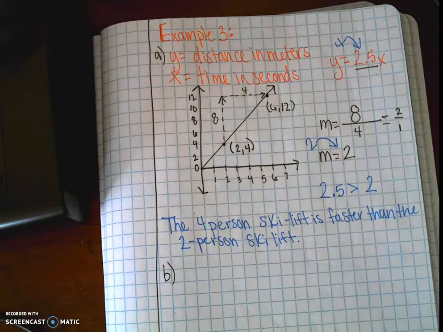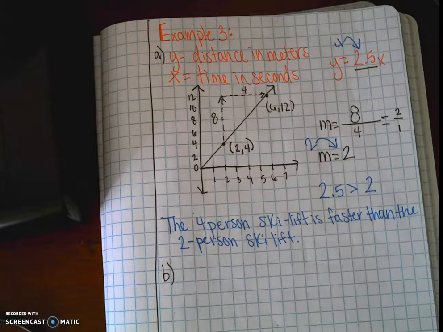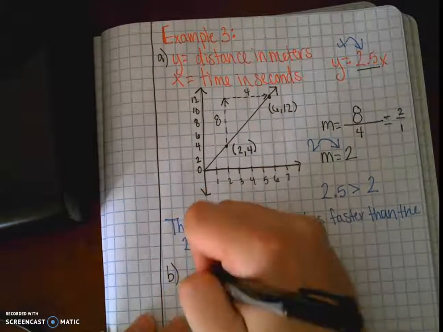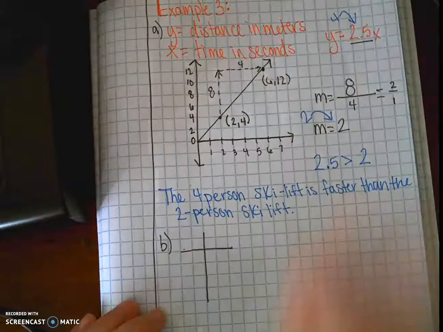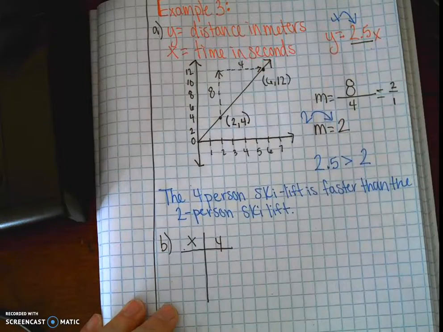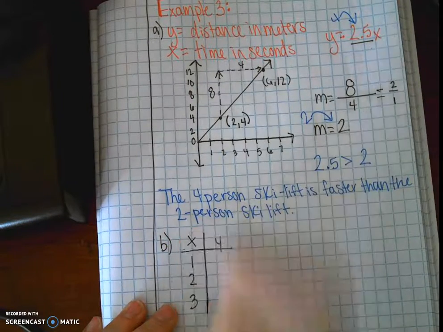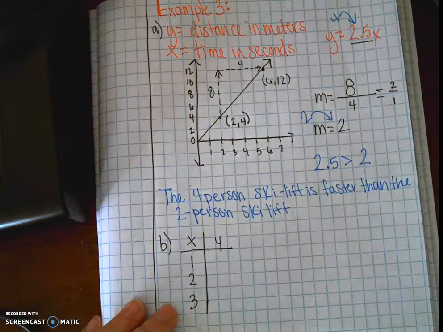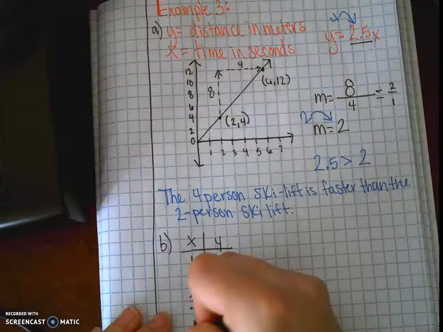So part B says, graph the equation that represents the 4-person ski lift in the same coordinate plane as the 2-person ski lift. Compare the steepness of the graph. What does this mean in the context of the problem? So to graph it, I'm going to set up my XY input-output chart, but I don't have to. If you're comfortable just graphing based off this, you can, but I'm going to use my XY input-output chart just because. So I'm going to use 1, 2, and 3, and it'll give me some of the points. I actually might jump ahead and also do 6.